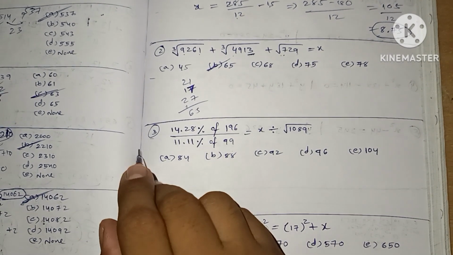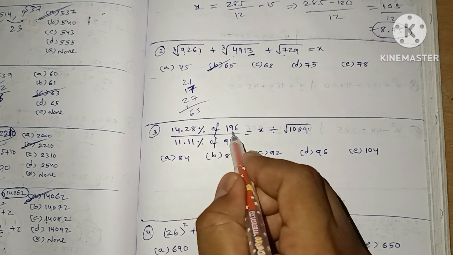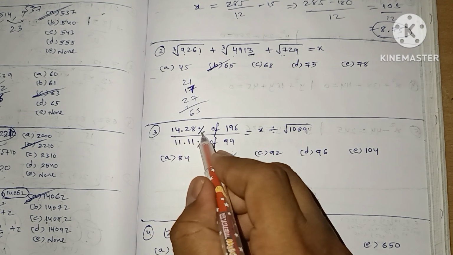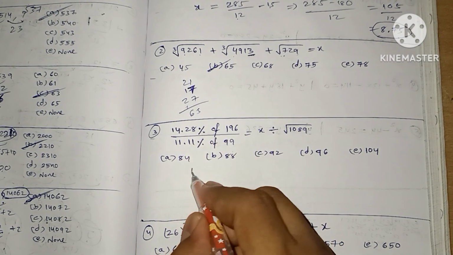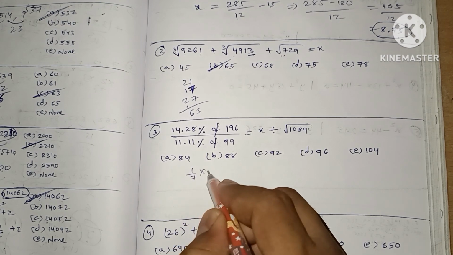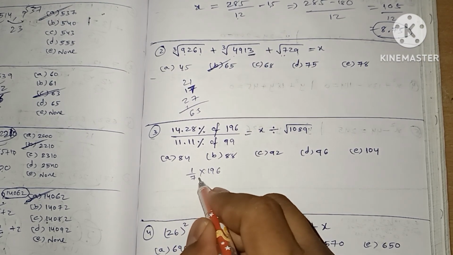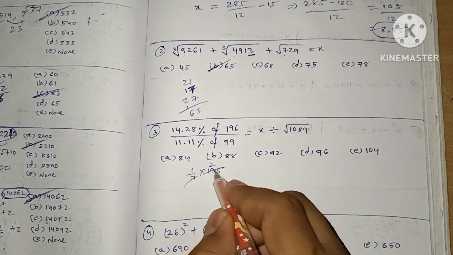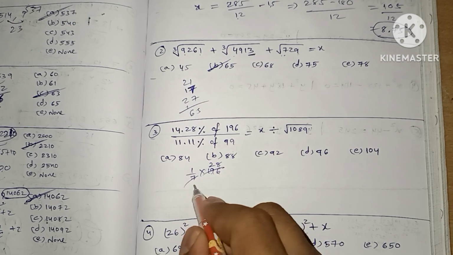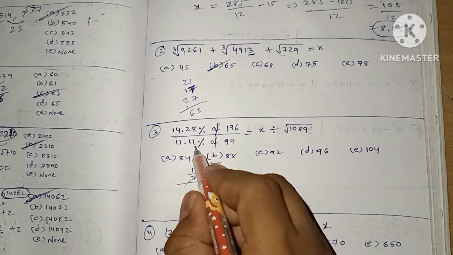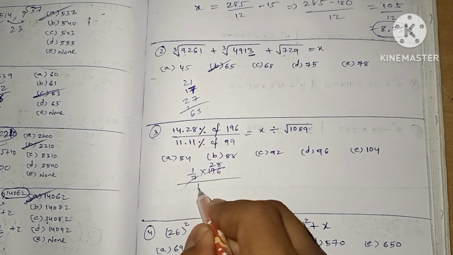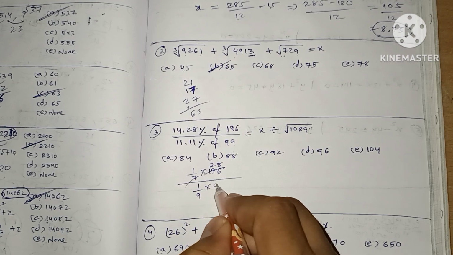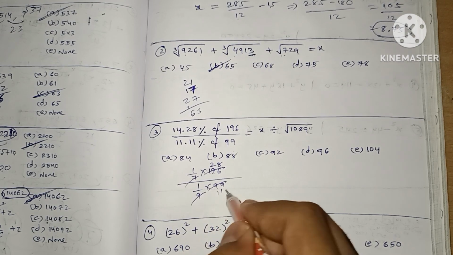Next, third one, 14.28% of 196. We know that 14.28% is nothing but 1 by 7 into 196. So 7, 2 times 14, 56, 8 times whole divided by 11.11 percentage, which is nothing but 1 by 9 into 99. So 9, 11 times.